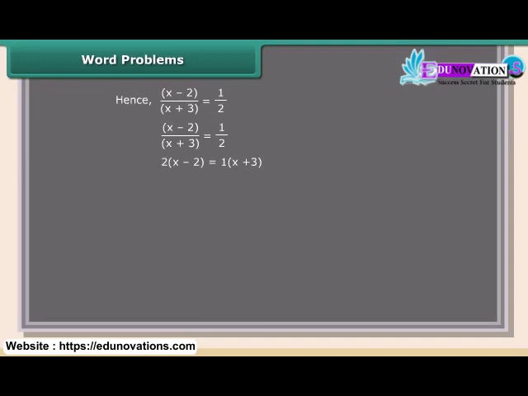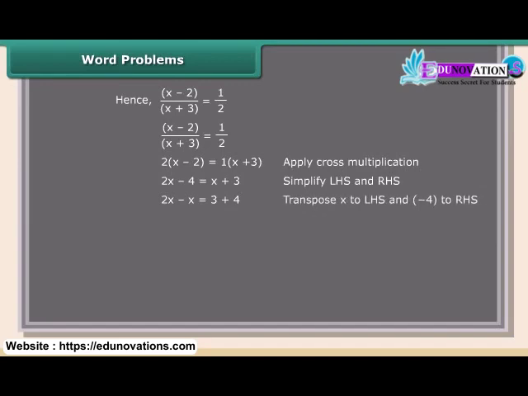2 into (x - 2) is equal to 1 into (x + 3). Apply cross multiplication. 2x - 4 = x + 3. Simplify LHS and RHS. 2x - x = 3 + 4. Transpose x to LHS and -4 to RHS. x = 7. Simplify LHS and RHS. Original fraction is equal to (x - 3)/x = 4/7.